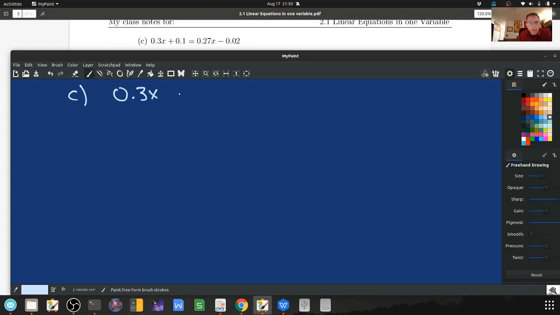0.3x plus 0.1 is equal to 0.27x minus 0.02. Wouldn't it be nice if I could get rid of those decimals? But we can. And here's the thing.